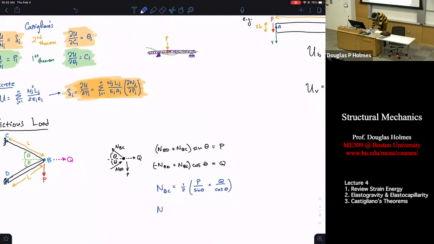And same thing, we can solve for NBD equals 1/2 (P over sine theta minus Q over cos theta).